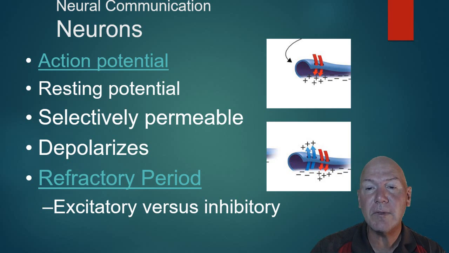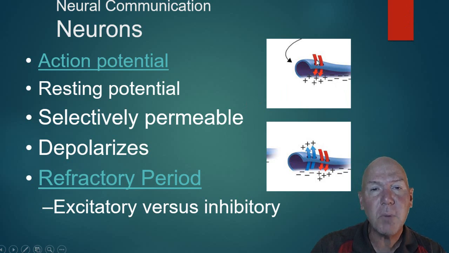Okay, so the membrane of the axon is selectively permeable, meaning it will allow things in and out of it. So when these ions move, that's actually what electricity is. That's what causes the spark. And it depolarizes in this case. Once it depolarizes, there's a spark created. And then there is a refractory period.